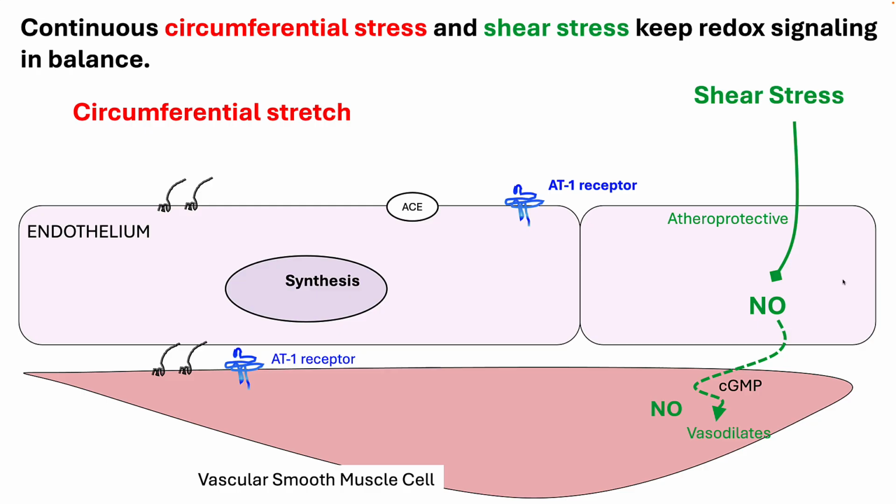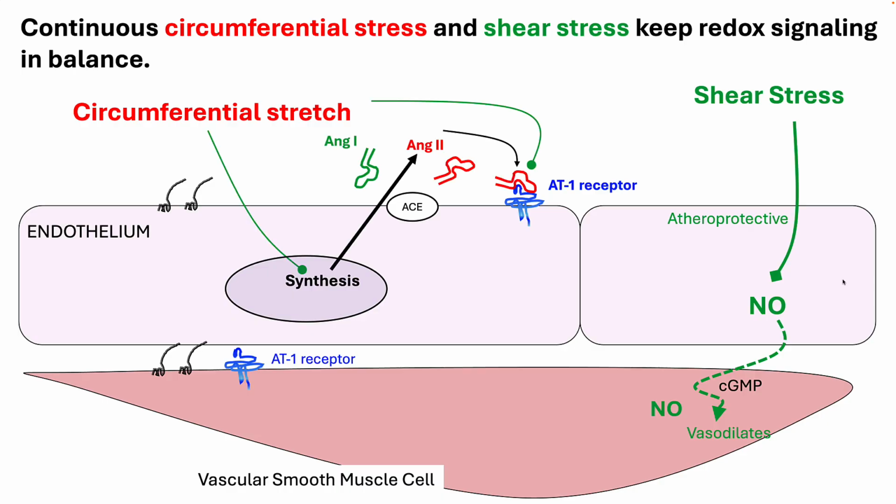Circumferential stress is important because this, along with the shear stress, works to keep the redox signaling of your endothelium in balance. So we learned that shear stress is atheroprotective by increasing your nitric oxide and prostaglandin I2 and is a vasodilator. However, the circumferential stretch also works on the endothelium and stimulates the production of angiotensin II by the endothelial cells. Endothelial cells also have angiotensin converting enzyme and can convert angiotensin I to angiotensin II.